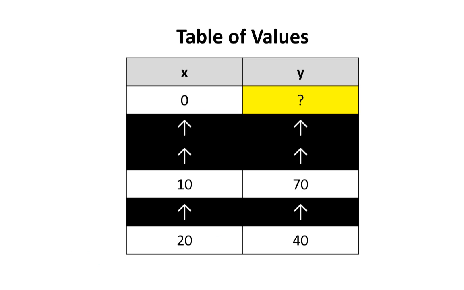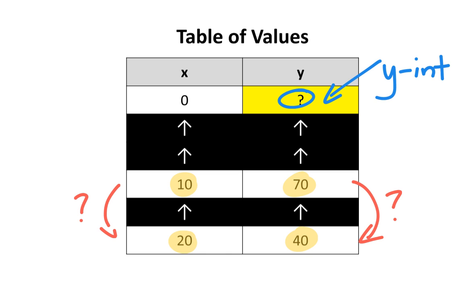In this table of values, you are only given 2 pieces of information. You are told that when x is 10, y is 70, and when x is 20, y is 40. I need you to use this information to work backwards to find the y-intercept. You could do that by first finding the slope, then using it to work backwards, but there must be a better way.